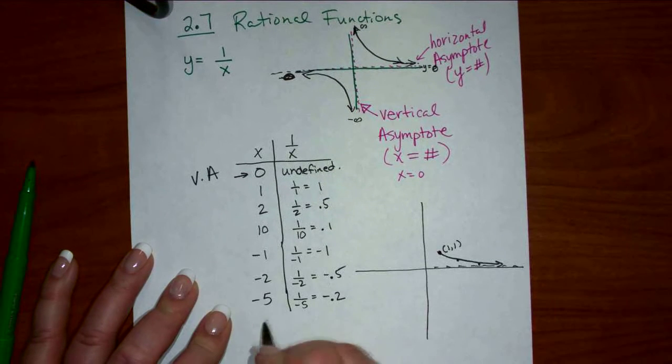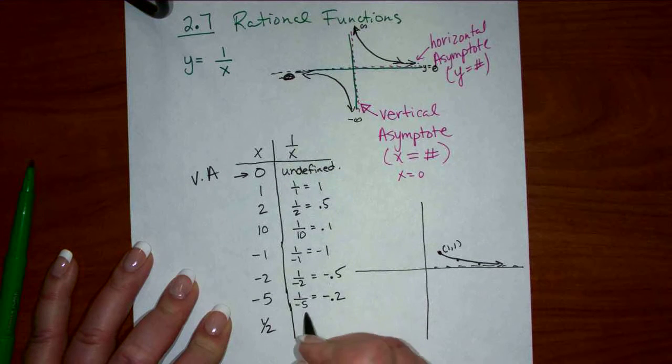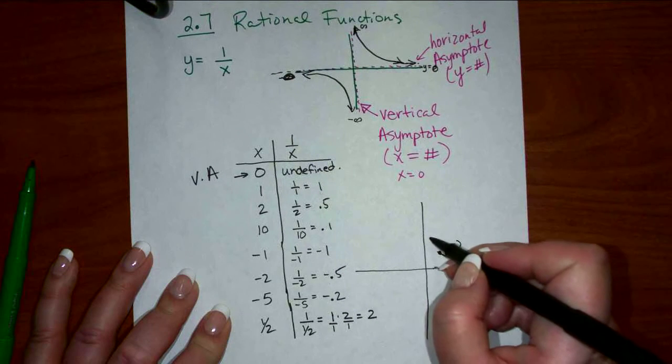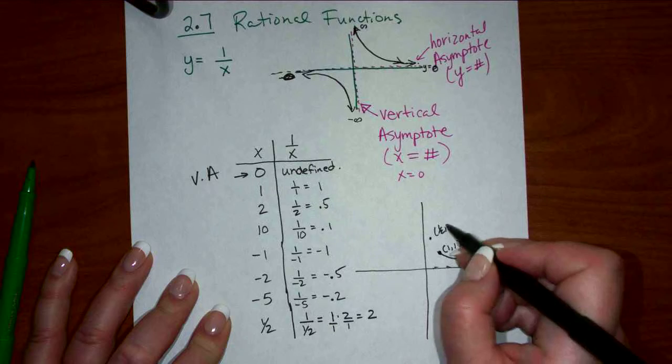Sure. Let's plug a half in. What happens? 1 over 1/2. When you divide by a fraction, you flip it over. This is 1. Flip over the 1/2 is 2 over 1. So 1 over 1 times 2 over 1 is 2. 1/2, 2.